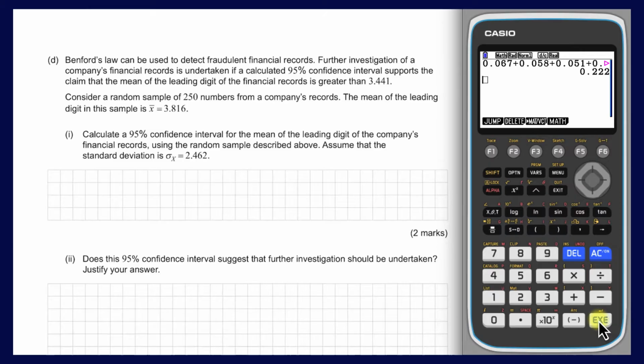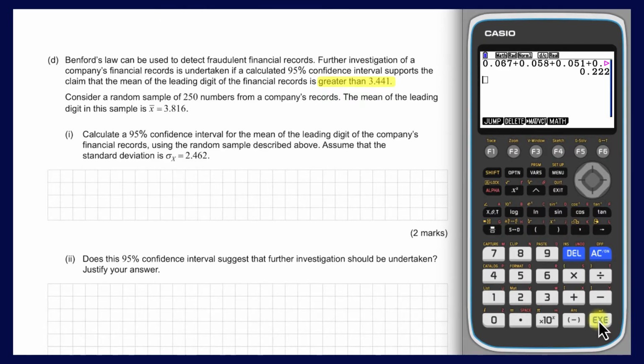Now we're told a little bit about Benford's law and how it can be used to detect fraudulent financial transactions. The mean of the leading digit in a set of financial records is greater than 3.441. Now we're not told where that number comes from, but we're just given that as our threshold for whether or not a set of financial records needs to be investigated further.